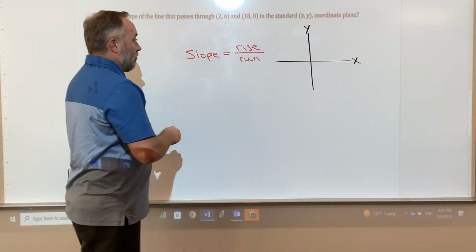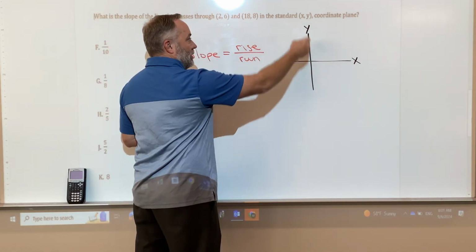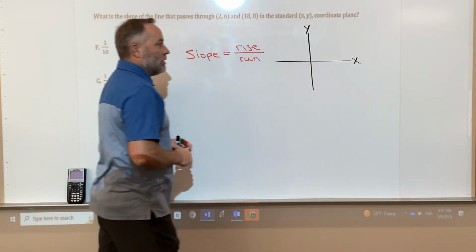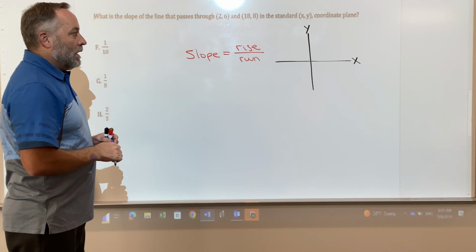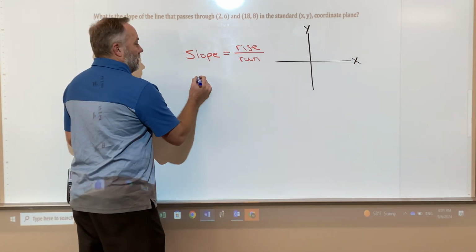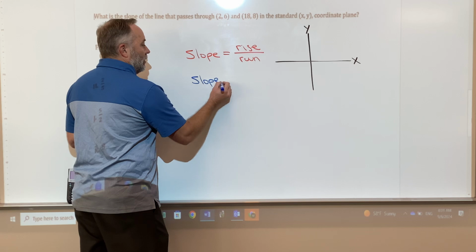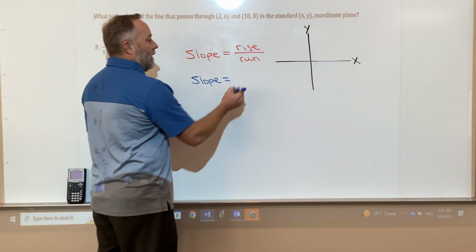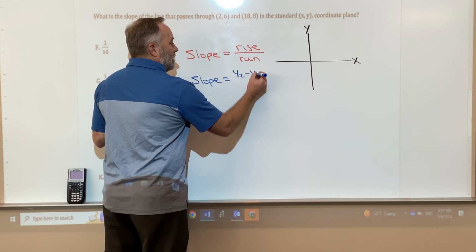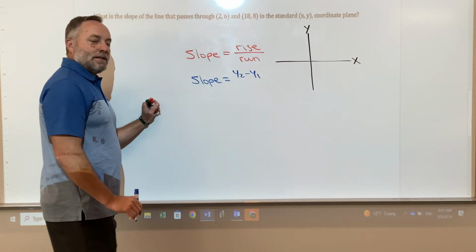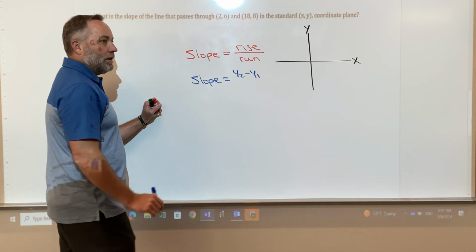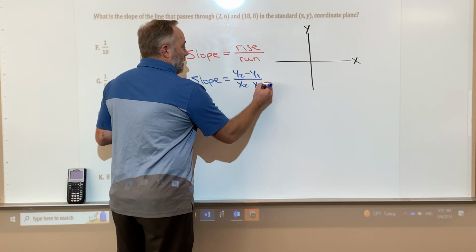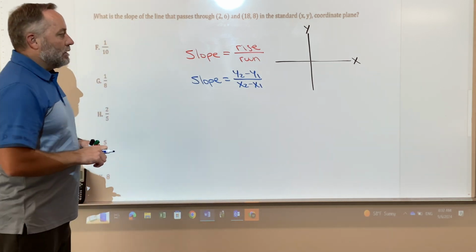And so our rise is how much it changes in the y direction, and the run is how much it changes in the x direction. And that gets us to an equation that we've probably at least heard of, and that is that the way you can find the slope between 2 points is to find the change in the y direction, the difference in the y values, so that's often written as y2 minus y1, divided by the change in the x direction, or the difference in the x values.